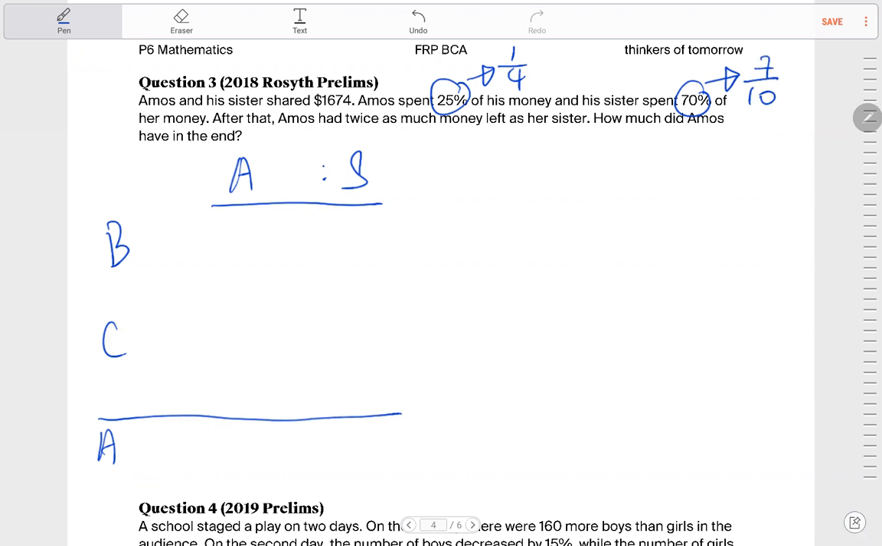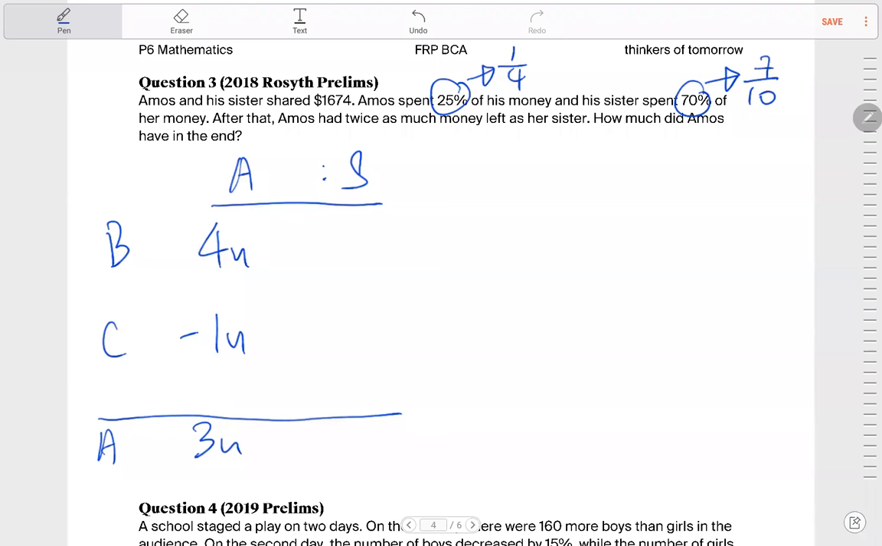So let's look at the first piece of information. This is where you start processing. If Amos spent 1/4 of his money, that means that I can allow Amos to be 4U at the start. I spent 1U, I'm left with 3U. Okay, you'll notice that this question is a bit different from the previous questions, because in the previous two questions, the proportions were given together for before and after.